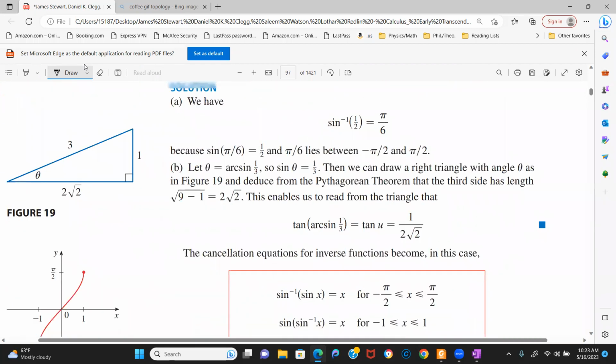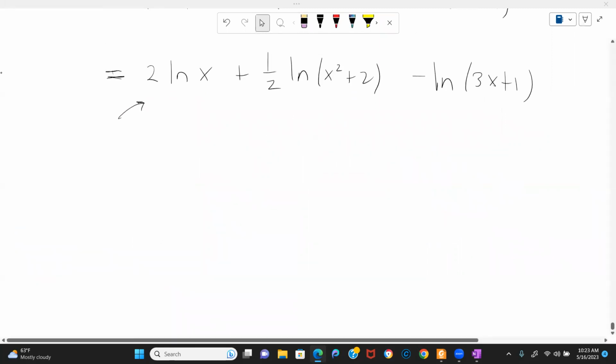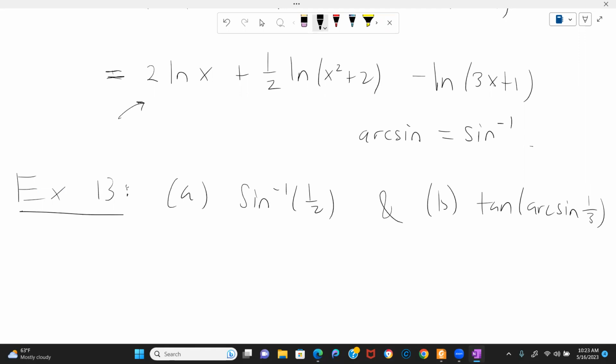So here's an example where we evaluate. Let me put this to the side actually, so you can see me work through the problem in real time. So we have example 13. We want to evaluate the following. A is sine inverse of 1/2, and B is tan of arc sine of 1/3. This is just more notation. I don't know why we use it, honestly, but arc sine is the same thing as sine inverse. That's all.